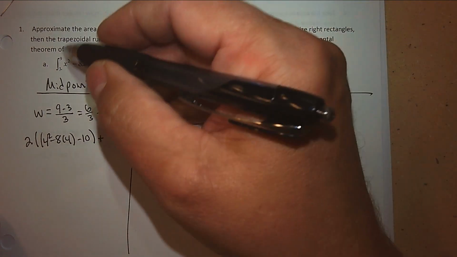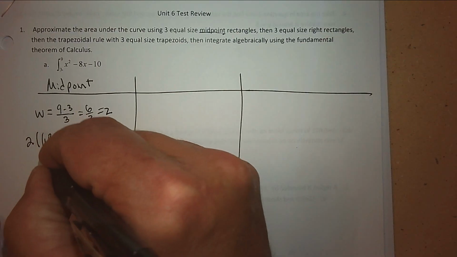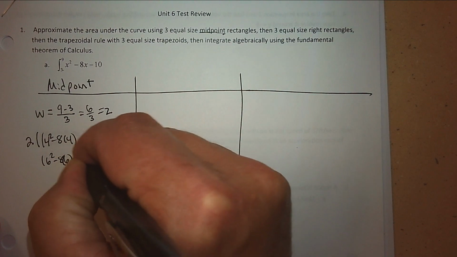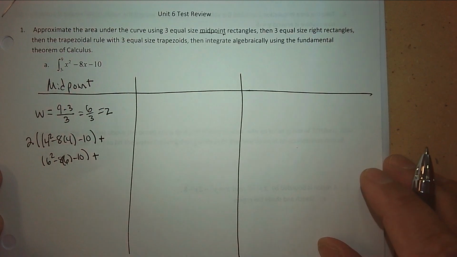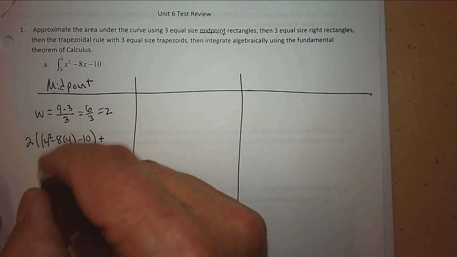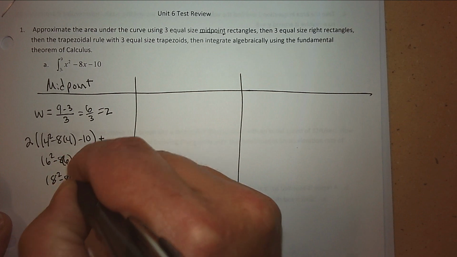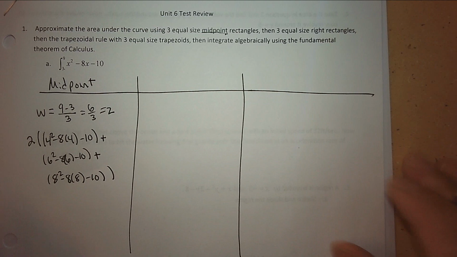So the next one goes from 5 to 7, so the midpoint would be at 6. And then the last midpoint x value would be at 8. That's it. That answer would be an estimate, right? Using a Riemann sum, midpoint.